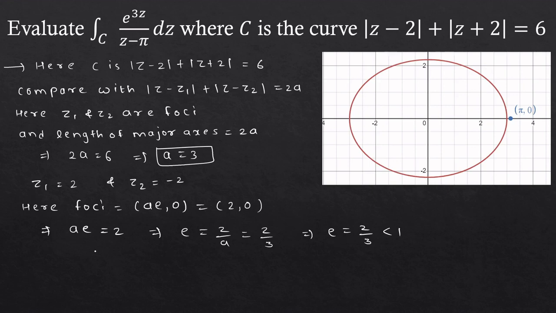Right? Okay. Now we have the eccentricity formula: e is square root of 1 minus b square upon a square. So this implies 2 by 3 is equal to square root of 1 minus b square upon 9. From this we will get b is equal to plus or minus root 5. Okay, we got the a value is 3 and b value is plus or minus root 5.